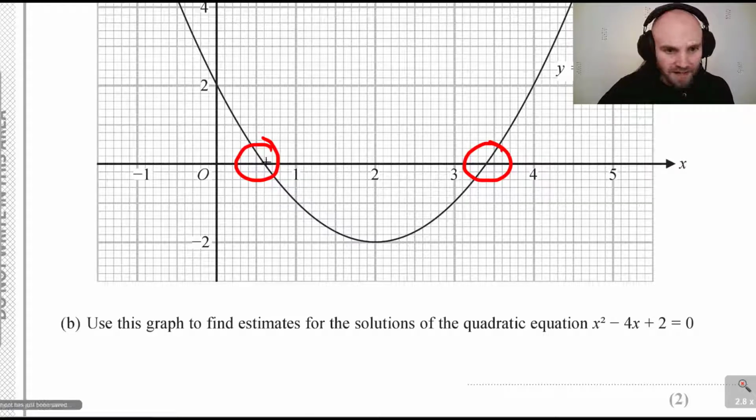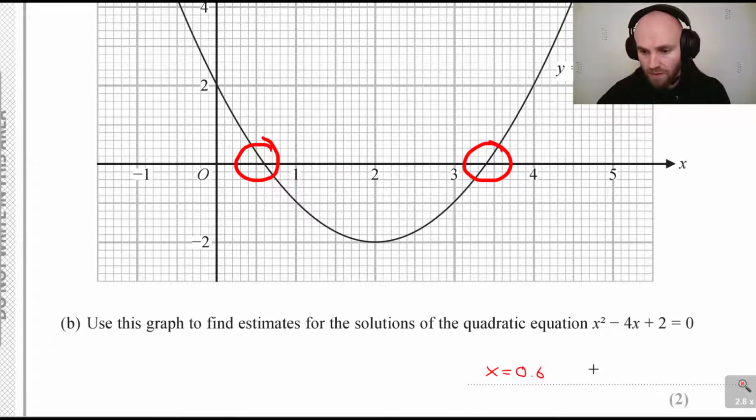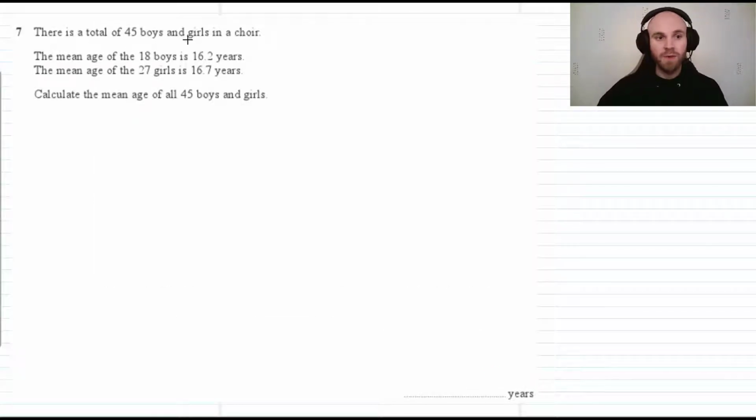So if we look very closely, I think this is 0.6. So x equals 0.6. And here, I think this one is 3.4. So x equals 3.4.